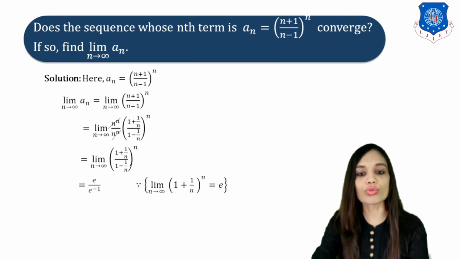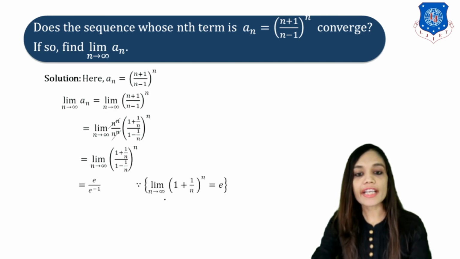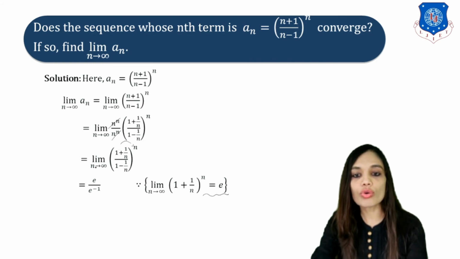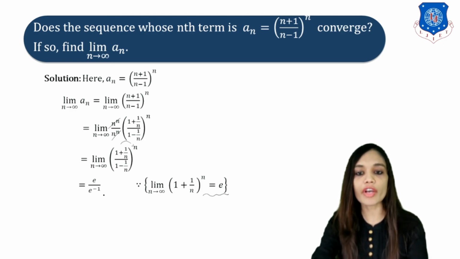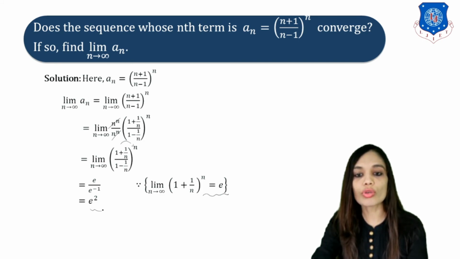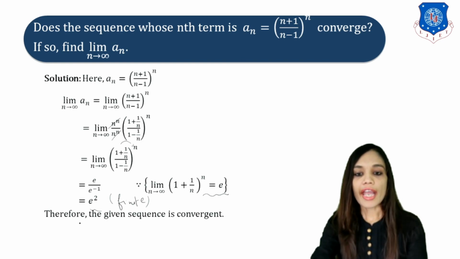Now we will separate these two. And we know limit n tends to infinity (1 plus 1 upon n) whole raised to n will be equal to e. So the numerator will go to e and the denominator will go to e^(-1), because here we have minus. So on simplifying, you will get limit n tends to infinity un will be equal to e squared, which is finite. Therefore, we can say that the given sequence is convergent. And limit n tends to infinity un is equal to e squared.